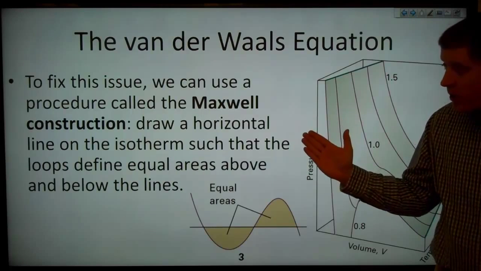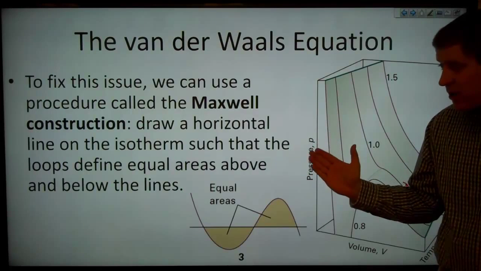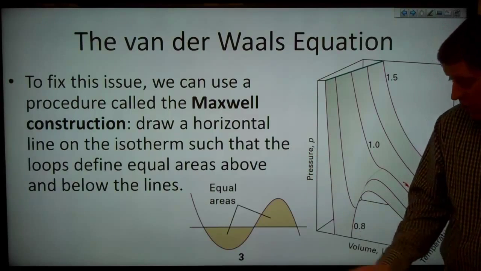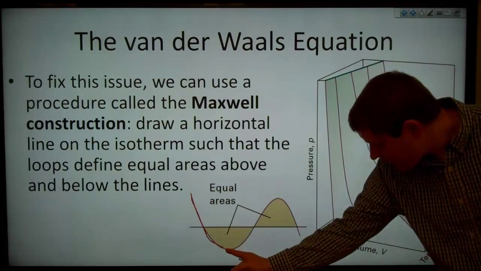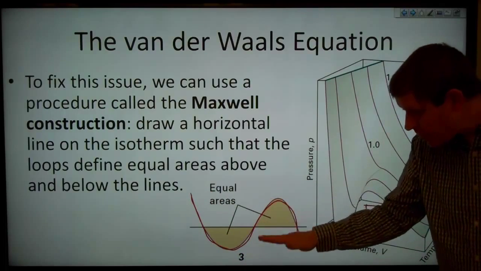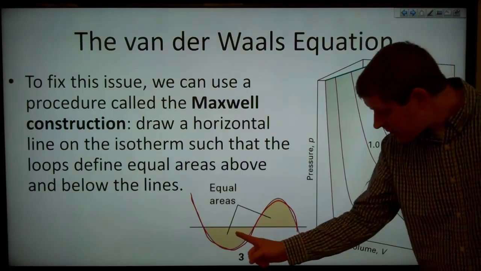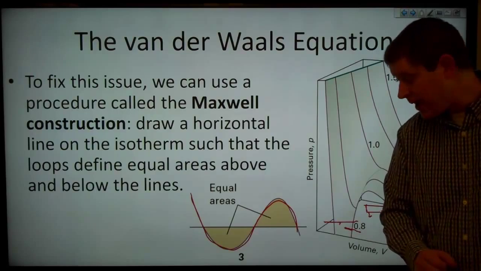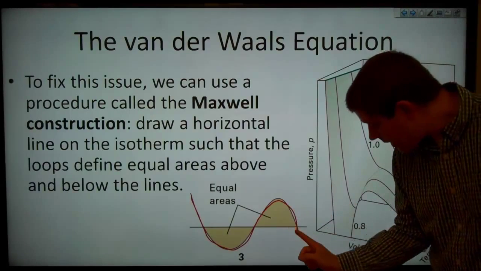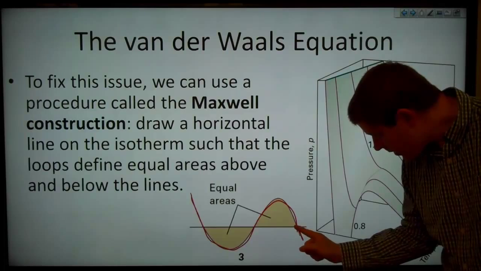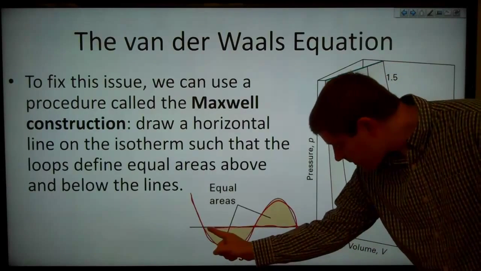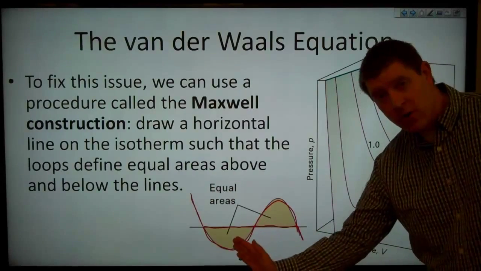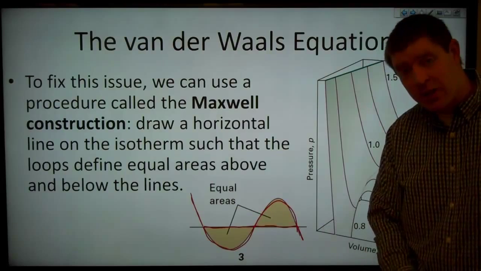That is, we draw a horizontal line on the isotherm such that the loops define equal areas above and below the lines. So if we've got our isotherm here, we adjust the position of this horizontal line such that the area below that line is equal to the area above the line. And that means that the actual line that we're going to be looking at goes from here, and then it goes straight across, and then the pressure goes up again. So we never get a case where decreasing the molar volume will decrease the pressure.